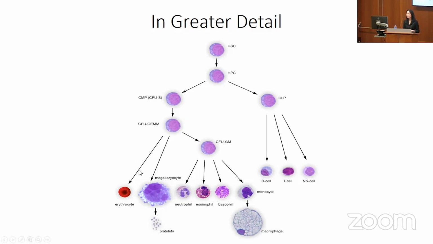And then you've got the myeloid cells, which really look quite different from each other. So erythrocyte, red blood cell, platelets, neutrophil, eosinophil, basophil, these we call granulocytes because they have granules in them. And then monocytes and macrophages, they're essentially the same cell, but one is circulating in the blood and the other is in tissue.